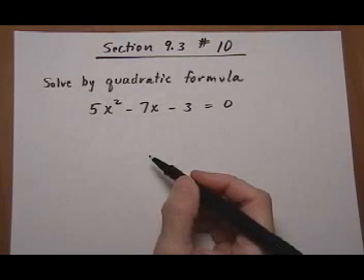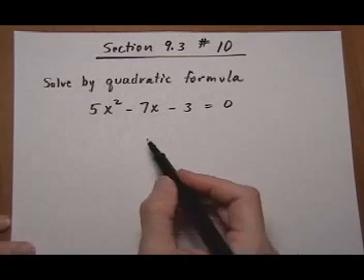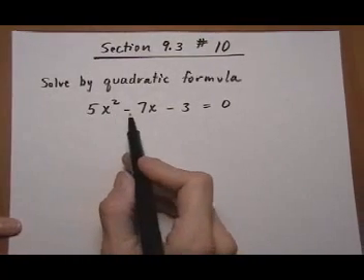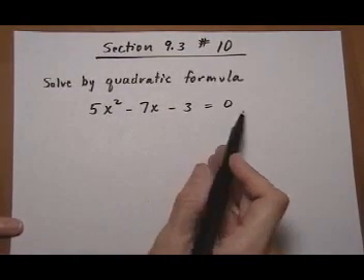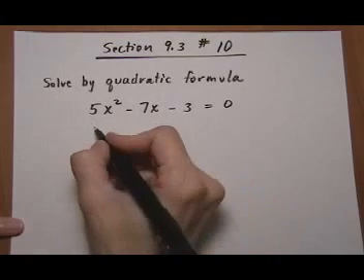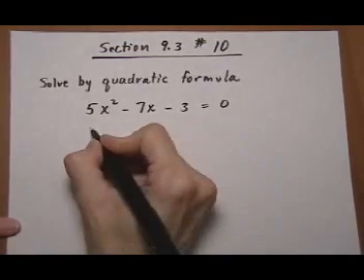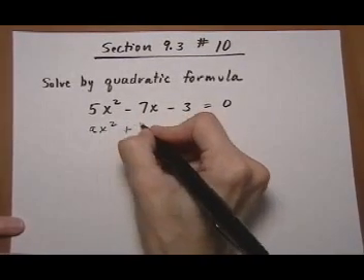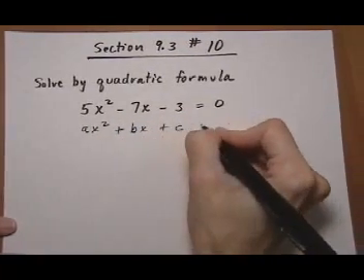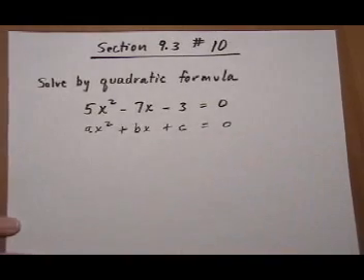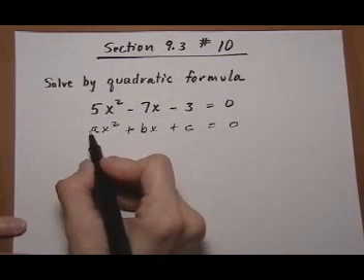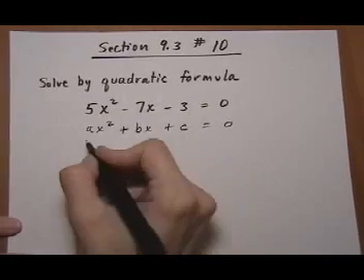Section 9.3, number 10. Solve the following equation by the quadratic formula. 5x squared minus 7x minus 3 equals 0. Well, the first thing to do is compare this equation to the standard form of a quadratic equation, ax squared plus bx plus c equals 0. And then we want to identify a, b, and c.